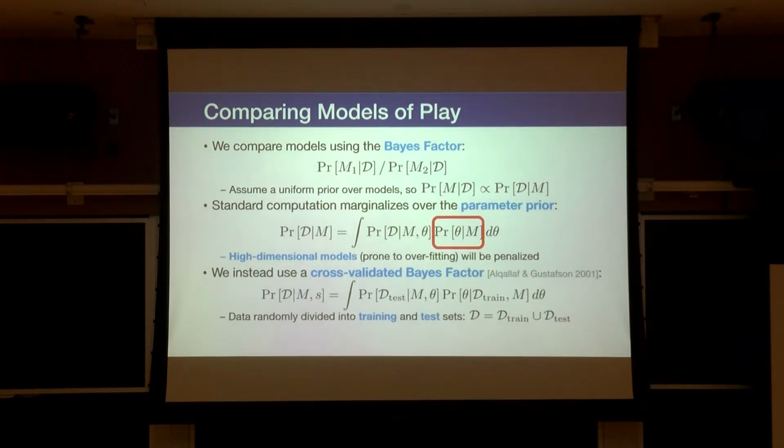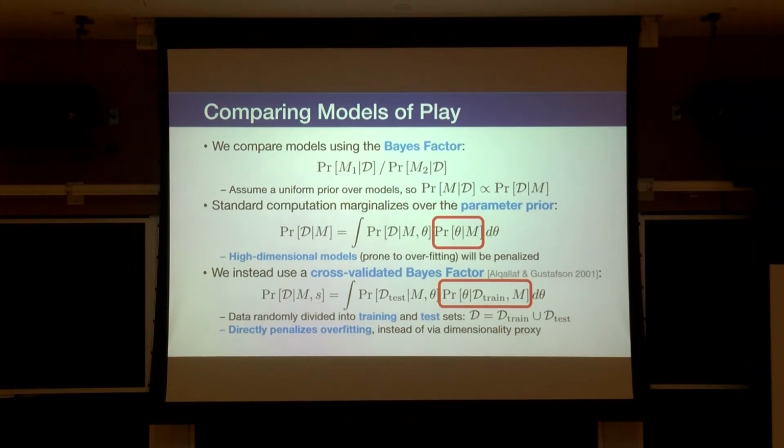Instead, we use something called the cross-validated Bayes factor, which is very similar, except that we first divide the data randomly into a training set and a test set. We update the prior against the training set. So now we've got a posterior distribution of parameters that has been trained on the training data. And then we take the average likelihood of the test data computed against this posterior instead of computed against the prior.